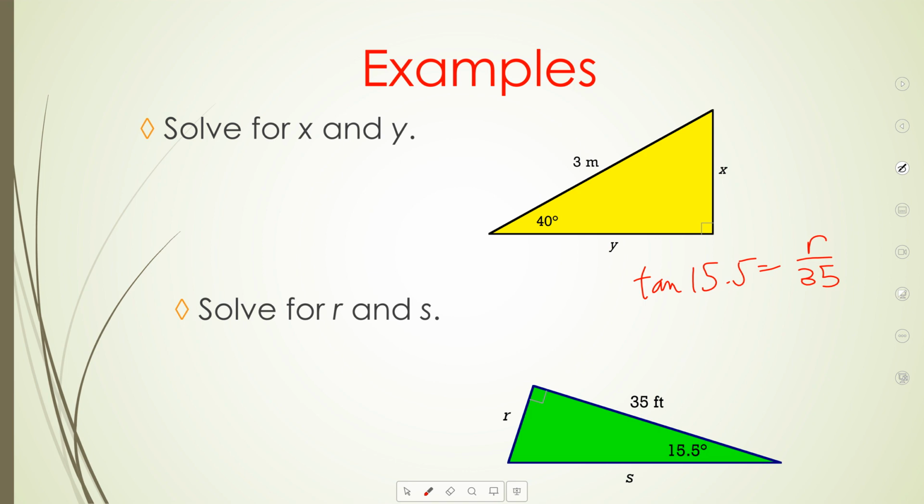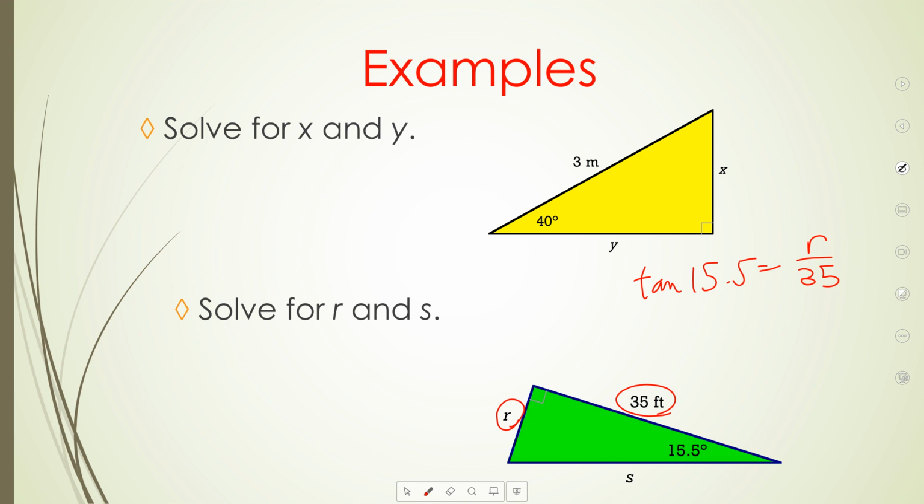Good. Now, some of you said, oh, the sine of 15.5 is equal to R over S. That's 100% correct. But we can't solve that. There's too many variables. So we start with what we know. And this is why I took Rosemary and Amelia through those steps. I'm going to solve for R first. Which side is that? That's the opposite side from the angle. Which side is this? That's the adjacent. Which function uses opposite over adjacent? That would be tangent, boom, you get that equation that Ava just gave me.